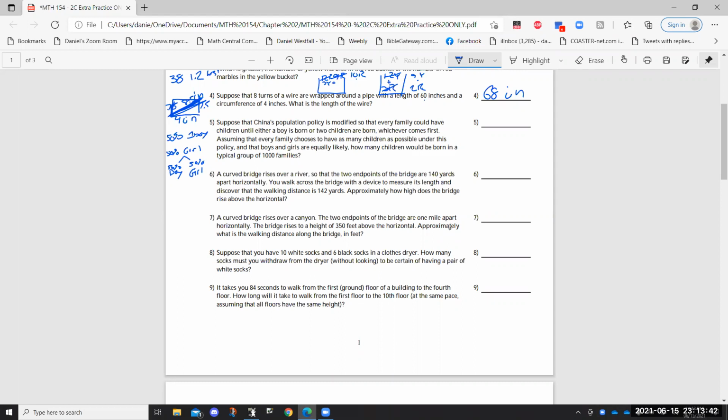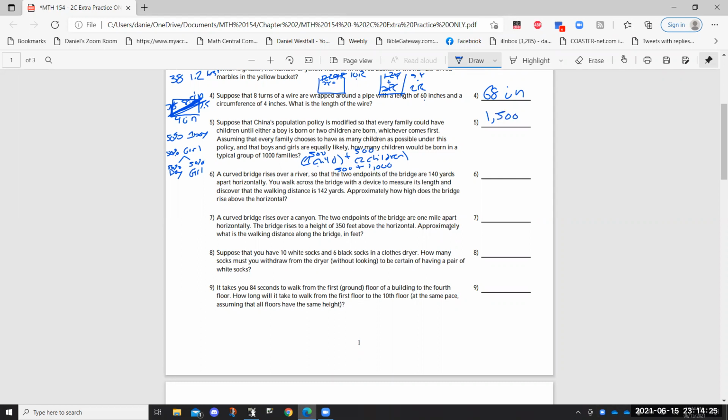But half of the families are going to have two children, is basically what it comes down to, and half of the families are going to have one child. So there's going to be 500 families with only one child, plus there's going to be 500 families with two children, half and half. 500 plus 1,000 children is going to be, there should be 1,500 children.